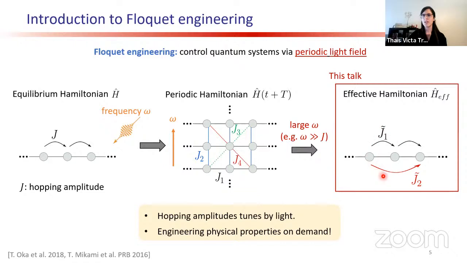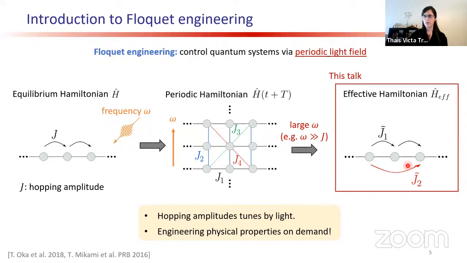But we also have emergent hoppings that are between nearest neighbors, for example. So the physics of the electrons in this effective problem can be very different from the physics in the original problem. And then we can use this to tune the physical properties of the system on demand. We can choose the frequency or the polarization or the incidence direction of this light field to choose what physics we want to have in this effective problem, because by choosing these light parameters, we can tune these hoppings here.